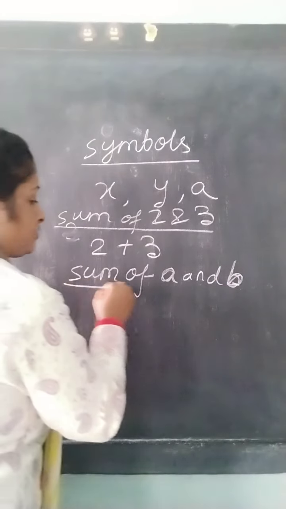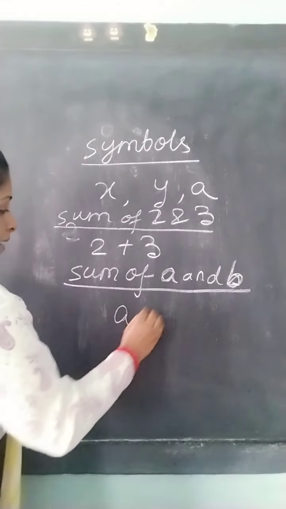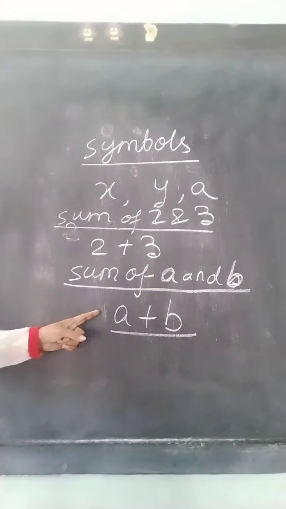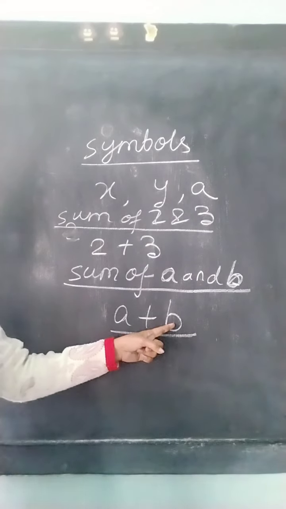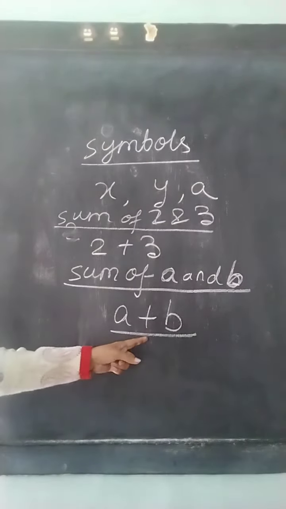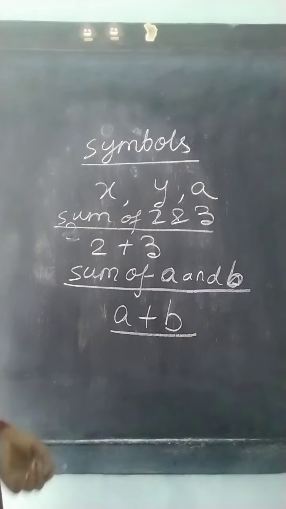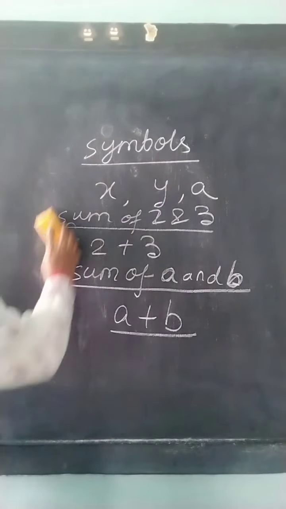And how can we express this sum of A and B? We will write sum of A and B as A plus B. These are algebraic symbols or algebraic variables. These alphabets are used as algebraic symbols or algebraic variables to solve the sums of algebra. In this way, in this class, we will learn how to represent any two digits by symbol. Now I am going to show you some examples of symbol.